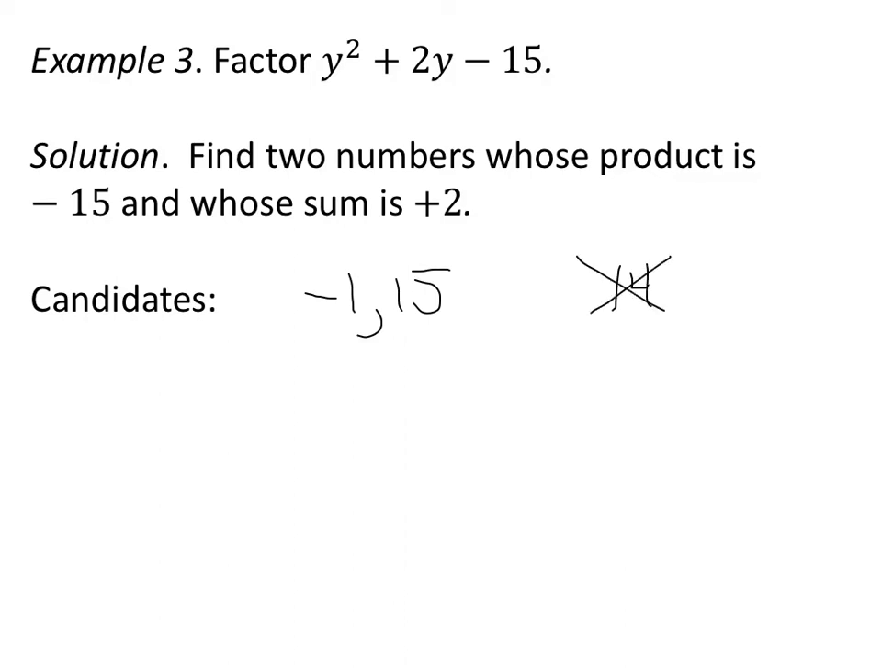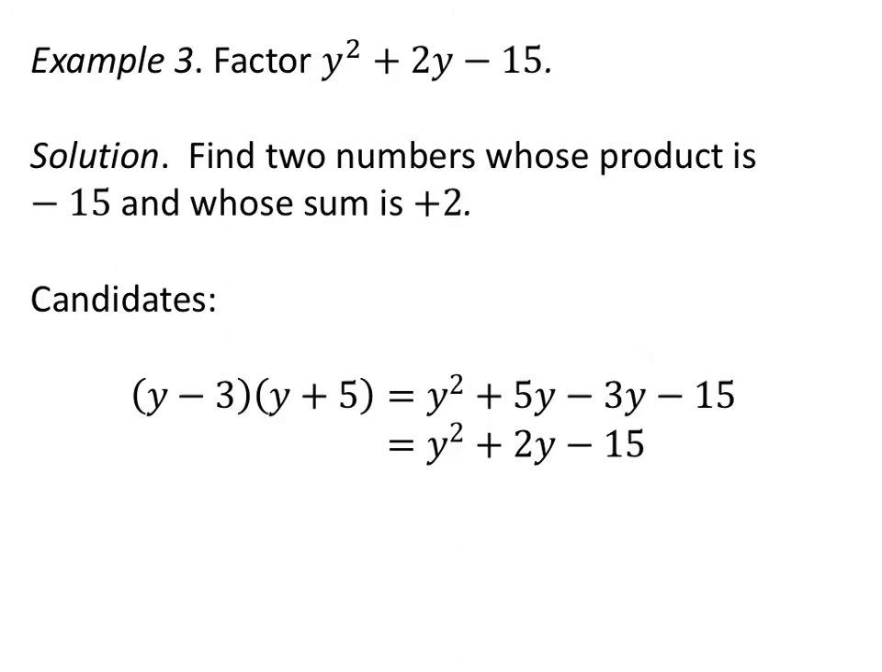That doesn't work for us. Other factors that would give us this would be 5 and 3 will multiply to give us negative 15, but if I want it to be a positive value, I'd have to do negative 3 and positive 5, which would give us 2, and that's the value we want. So we want x minus 3 times x plus 5. So, in this case, y minus 3 times y plus 5. When you do the first, you get y squared. Outer, you get the 5y. Inner, you get the minus 3y. And last, you get the minus 15. When you combine the 5y minus 3y, you get the 2y.